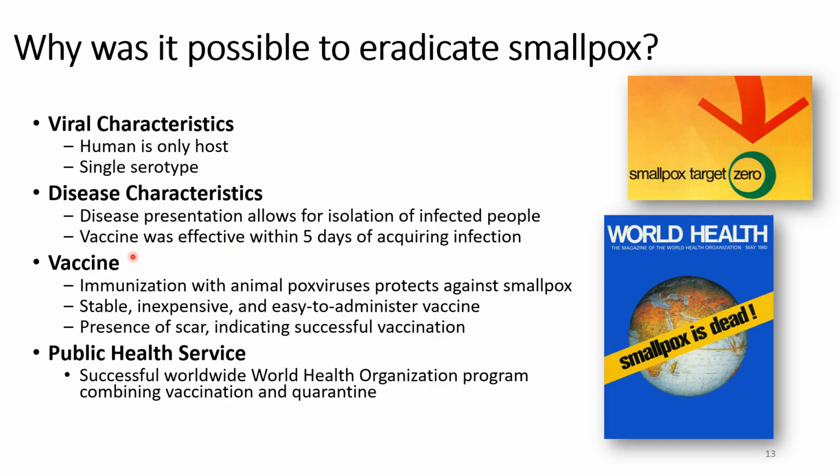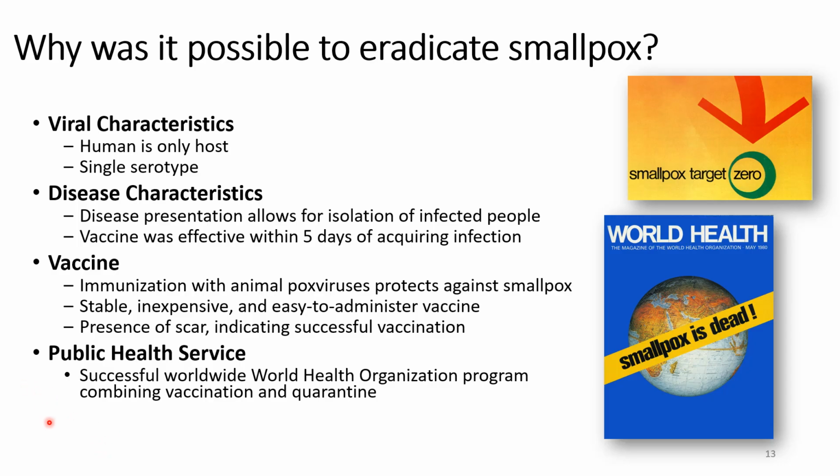Now, the vaccine itself was easy to administer. It is stable and was inexpensive. Okay, and this made it easier to launch these massive campaigns and administer it, particularly in remote areas. The immunization with animal pox virus was found to protect from smallpox, so it was easy to have a safe vaccine in humans, and the presence of a scar indicated successful vaccination. So it was again easy to identify who has been vaccinated and who has not yet been vaccinated and would then be vaccinated.